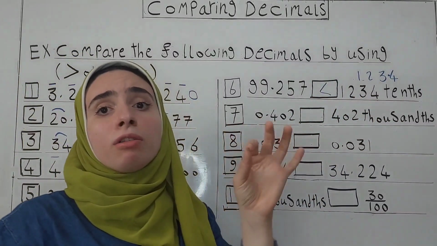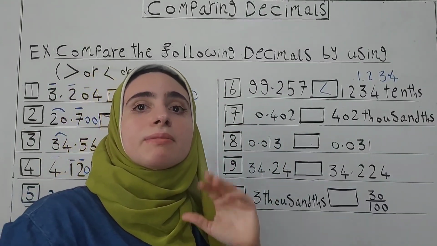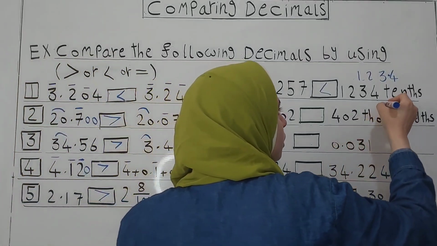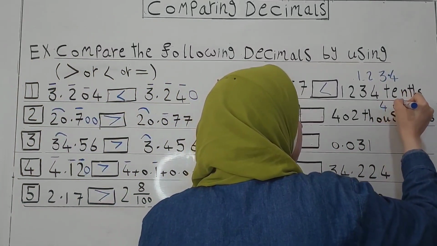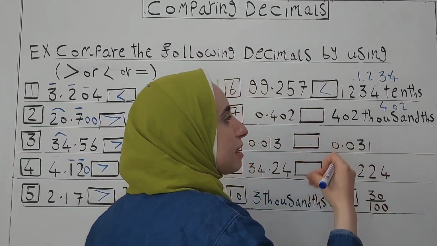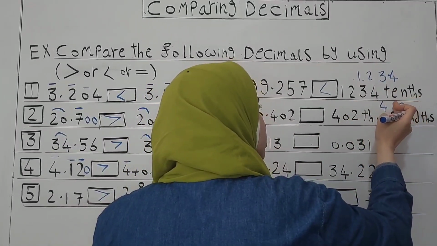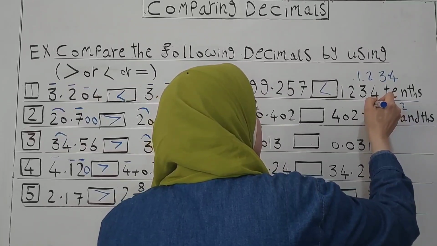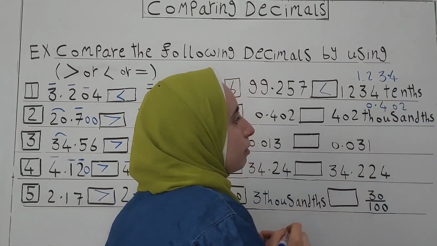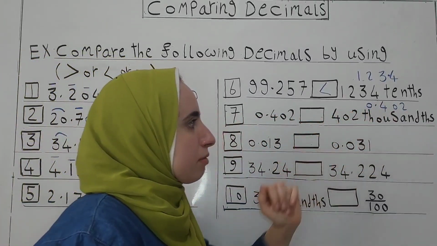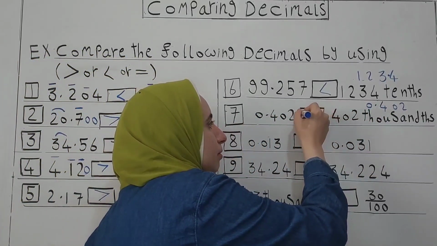Thousandth means we put the decimal point after 3 digits. So we write 402. Then we put the decimal point after 3 digits from the right. Let's count with me: 1, 2, 3. Then we put the decimal point and hold the whole number with 0. Now B is the same, so we write equals.